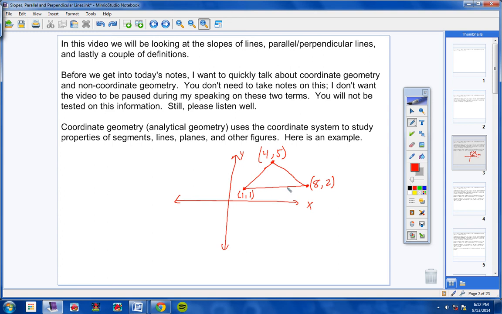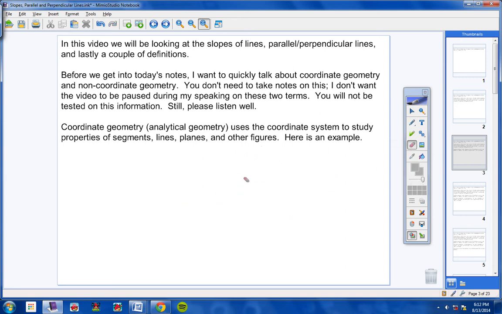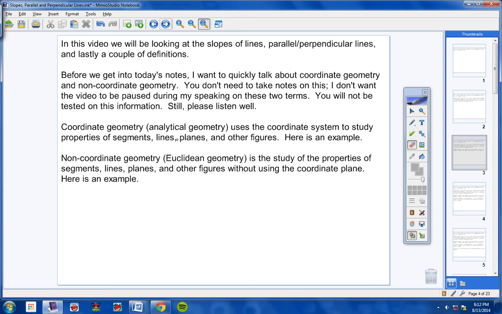Okay, so whenever a figure is drawn on the coordinate plane and you use the coordinate plane as you study this figure, that's called coordinate geometry, which makes total sense because this is called a coordinate plane. And it's that simple. Coordinate geometry is when you have figures, shapes, segments, lines, and planes drawn on the coordinate plane, and you study them on the coordinate plane.